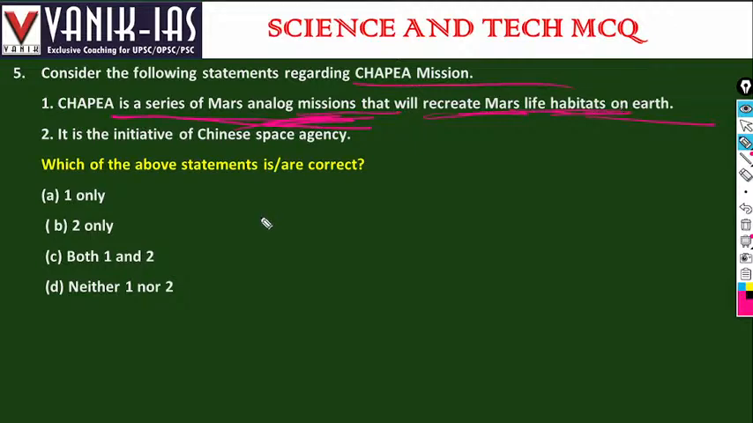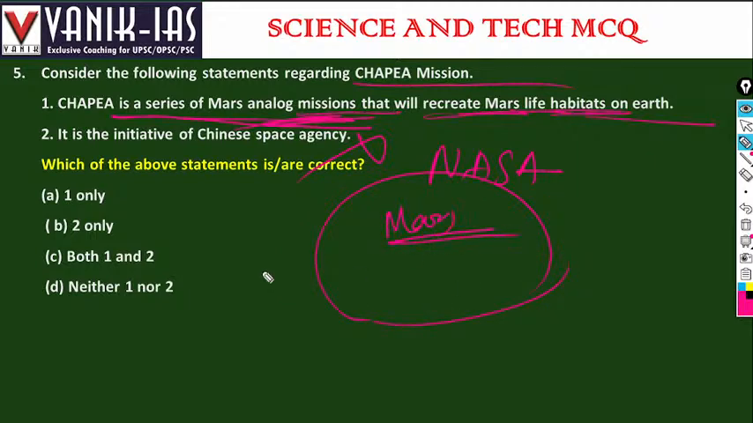Which of the following statements are correct? Only initiative, this is wrong. This is an initiative of NASA. The objective is to obtain accurate data. During the analog, the habitat will be as Mars-realistic as possible. That means the data will be like Mars. We will create a habitat completely like Mars and observe it. So this mission is a Mars analog mission. It is an initiative of NASA. So the answer is one only.